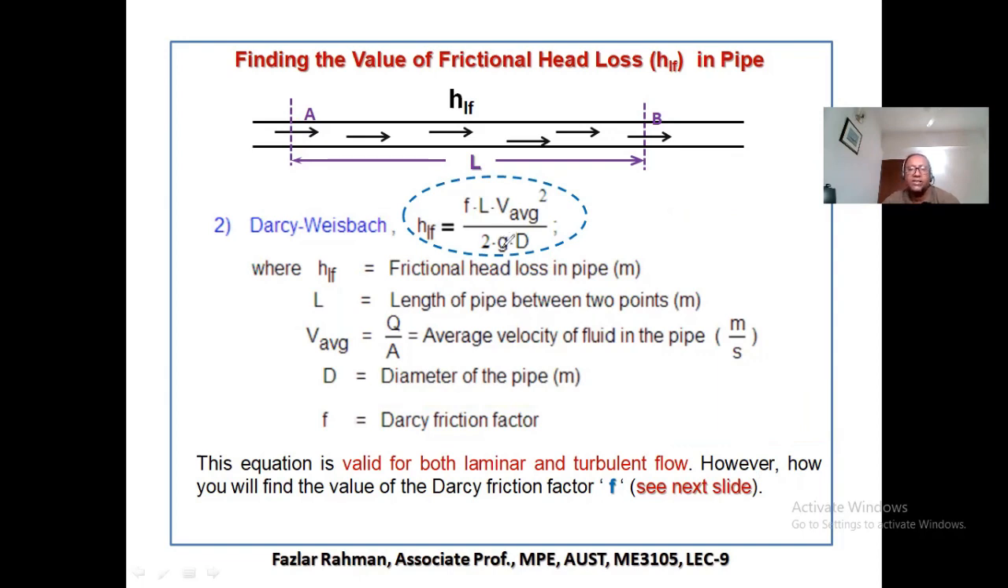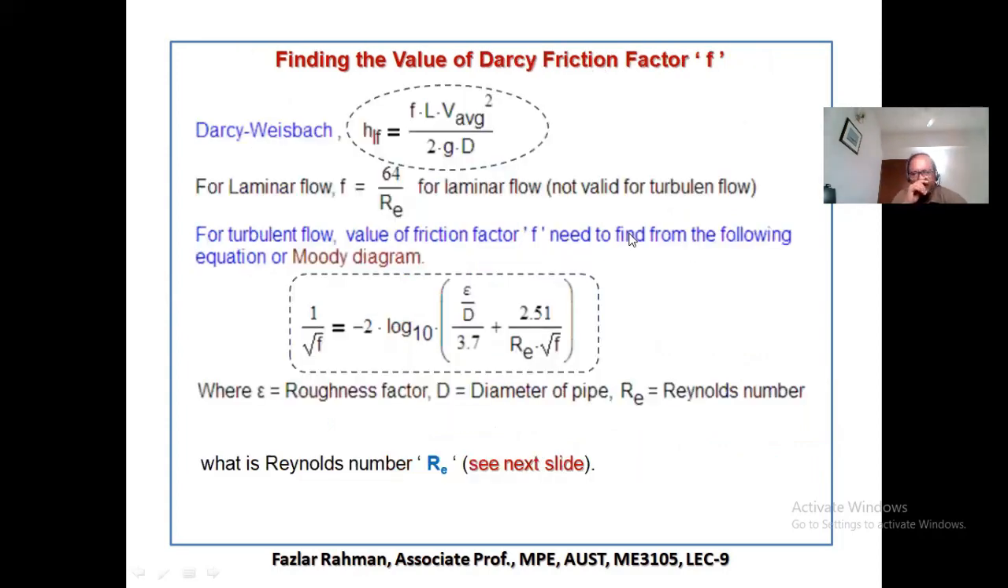And this equation you can apply for both laminar and turbulent flow, because this friction factor F depends on laminar flow or turbulent flow. Okay. Any question? Okay. So this is the Darcy-Weisbach's equation.